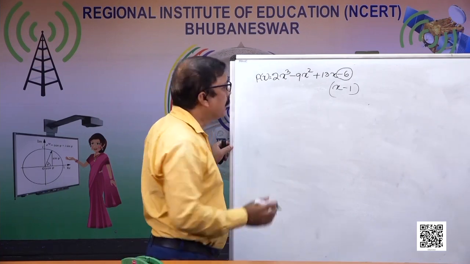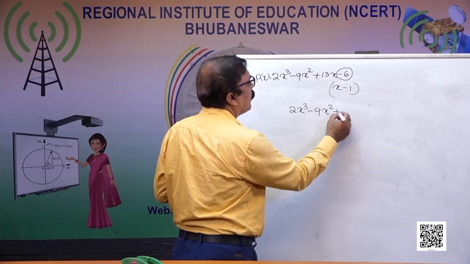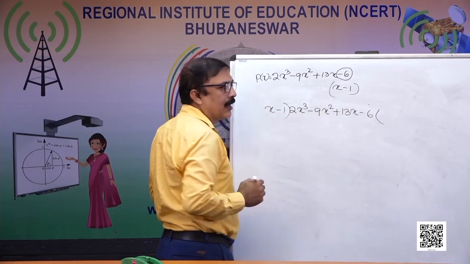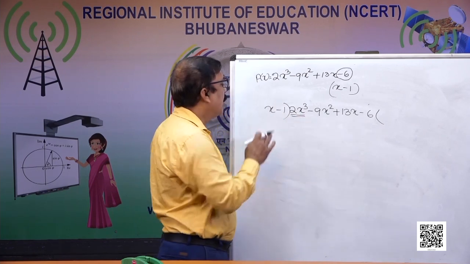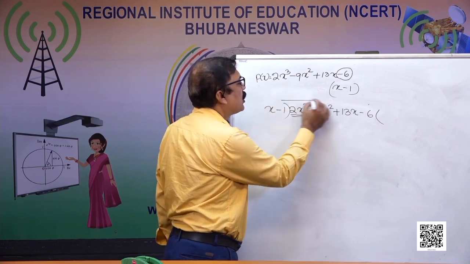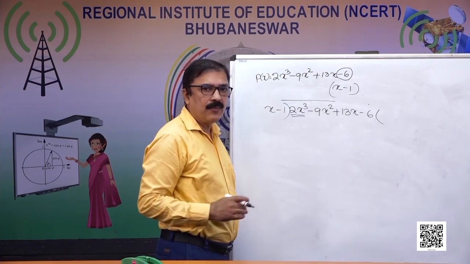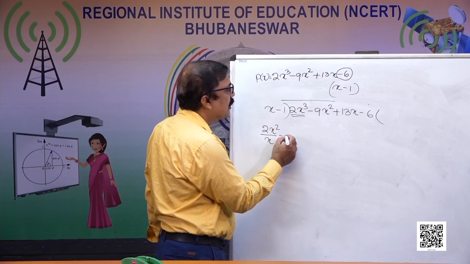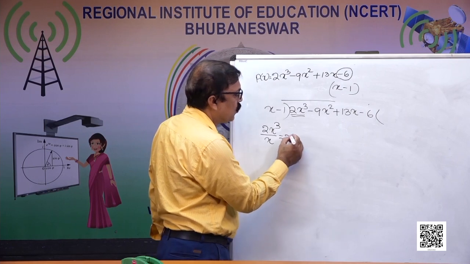Now divide 2x cube minus 9x square plus 13x minus 6 by x minus 1. Here the first term of the dividend is 2x cube, and the first term of the divisor is x. So how to get the first term of the quotient polynomial? That is 2x cube by x, that gives 2x square.